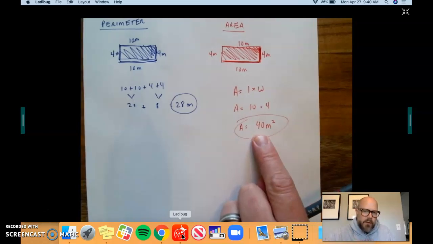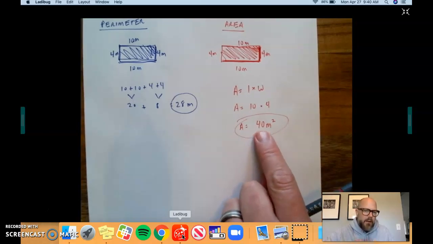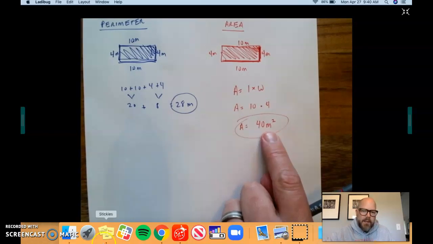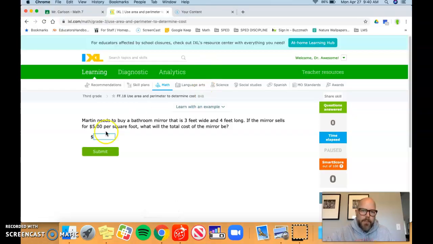Now the reason that's important is when we do our assignments, you're going to kind of look for that clue word. They might say, like this one, per square foot. When they use that word square, you know they're talking about area, okay? So we're going to be looking for clue words. If they're talking about the distance around something, that's perimeter. If they're talking about how much space is inside the shape, or to find the square foot or square meters, you're going to be working with area.